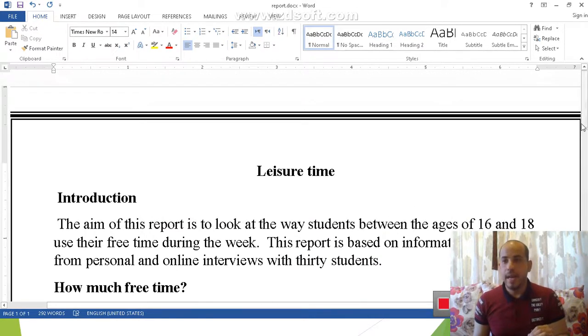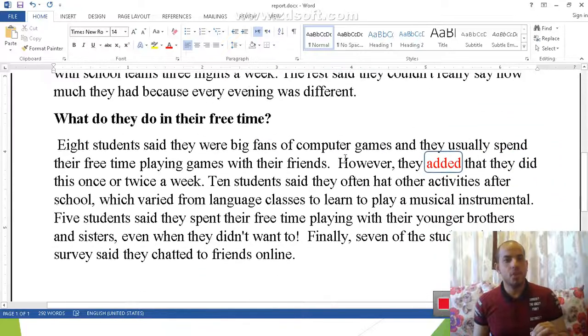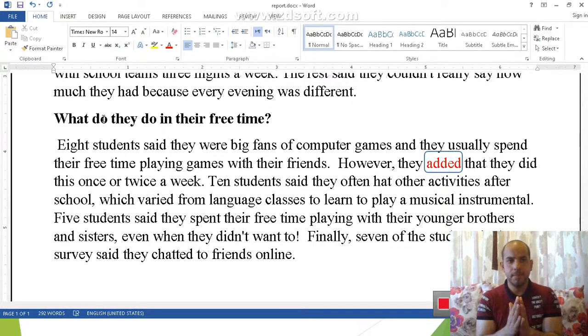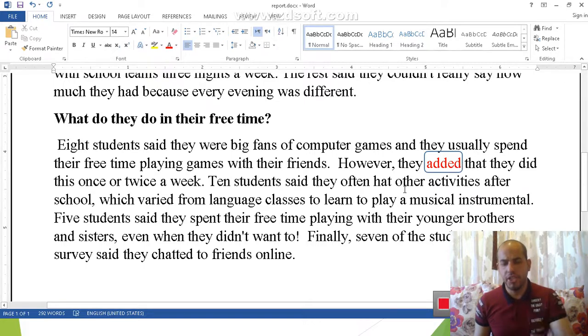At the third paragraph here, I have the second question, my second question, which is what do they do in their free time? I'm talking about teenagers, okay? And here you can see that I am adding more information. So I use the verb added, and you can use different. Also, as a result, because of this, you know.